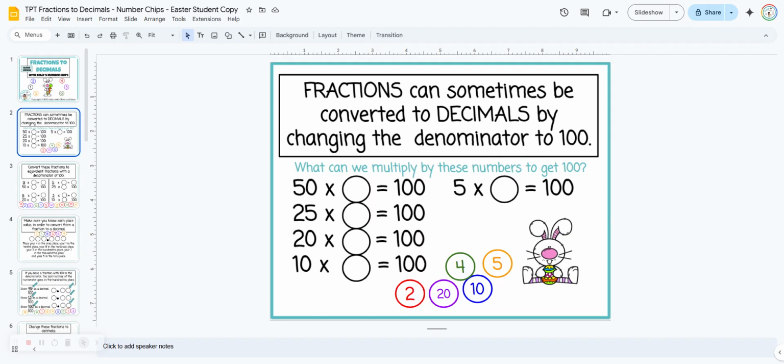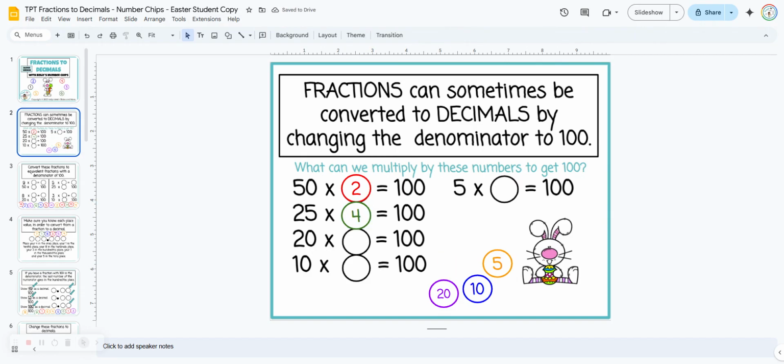These are all movable, and they show what number we multiply times each of these numbers to get 100. They're going to do this to ease them into the next step, which is to change fractions to equivalent fractions with 100 in the denominator. To move these chips, you just click and hold on the edge, and they can move them into place. So 50 times 2, 25 times 4, and so on.